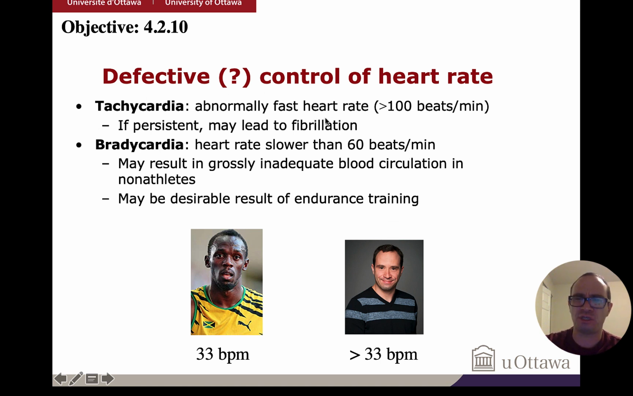When your heart is beating very fast, we call that tachycardia. So that's greater than 100 beats per minute. Obviously, a resting heart rate of even like 85 or 90, that'd be considered tachycardia to some degree. And then bradycardia, this is going to be less than 60 beats per minute. Under most circumstances, that's possibly a bad thing. In athletes, it may actually be a result of long-term endurance training.